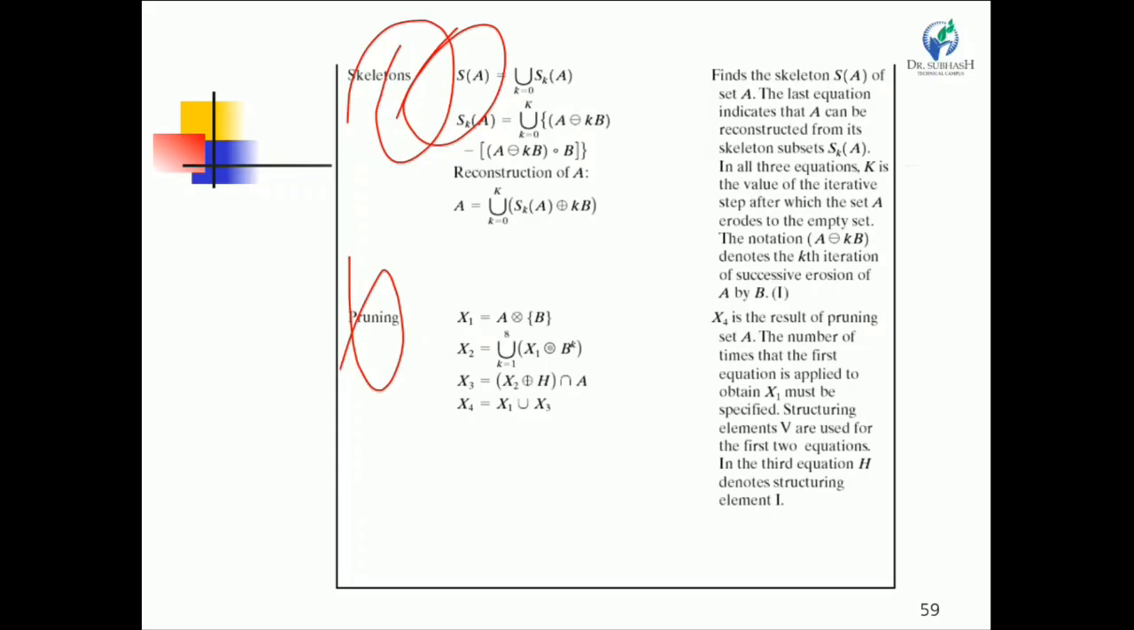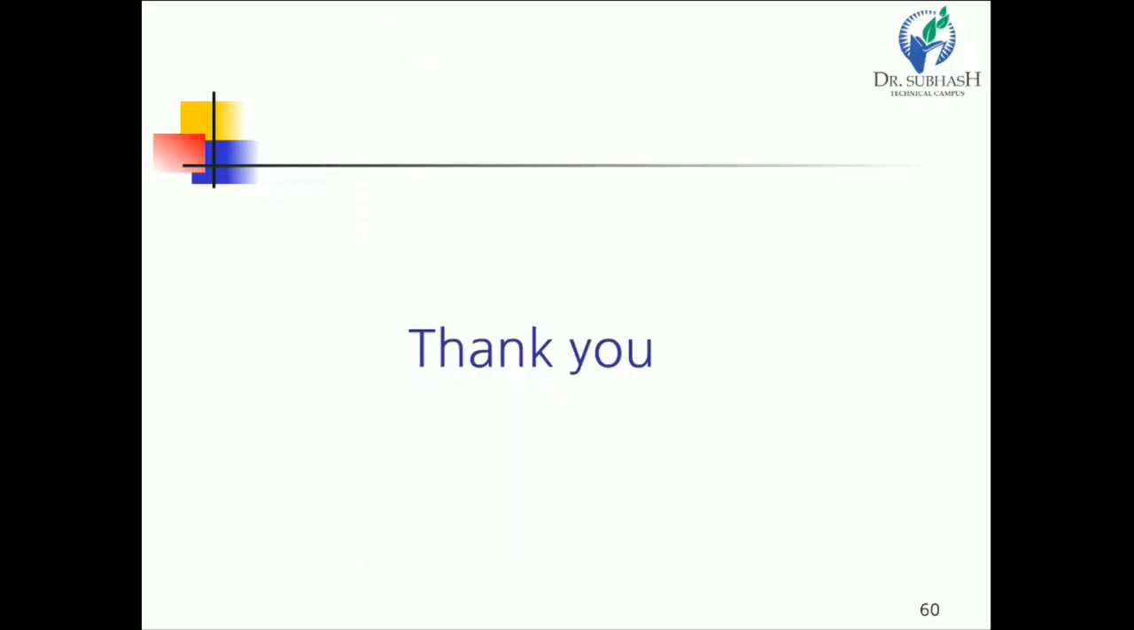And pruning is the result of different equations, where X4 is X1 union X3, and X4 is the result of pruning of set A. The number of times that the first equation is applied to obtain X1 must be specified. The structuring elements B are used for the first two steps, and in the third equation H denotes the structuring element. So these are all the characteristics and mathematical operations of morphological image processing.